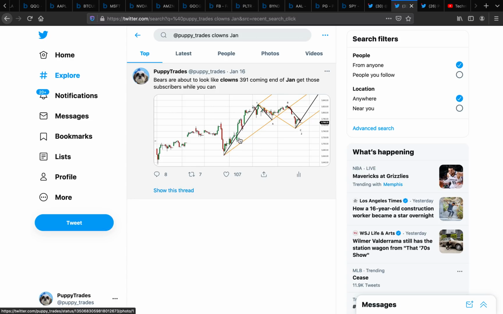But the voodoo says that this is a wave 1 and ABC correction wave 2. We're going to go to 391, 392 by the end of January. And I think we reached that very early on into February, right?